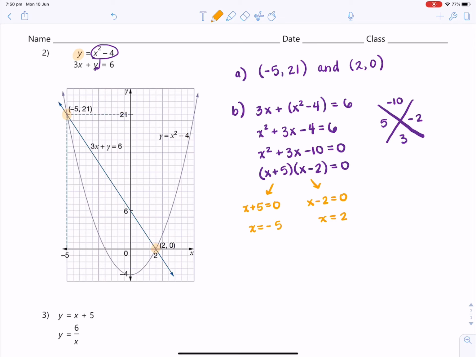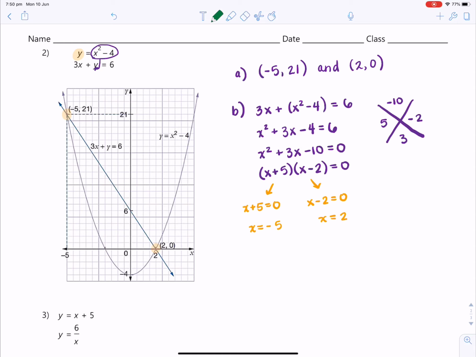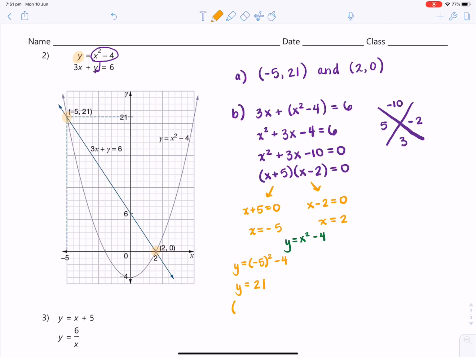Now I'm mostly done, but I remember that for a pair of simultaneous equations, I need an x and a y coordinate. So I'm going to substitute these x values back into one of my original equations. I'm going to use the first equation, but I could use either one. So when I substitute it into the first equation, I end up with y equals (-5) squared minus 4. And again, I'm sure to put that -5 in brackets. And this comes out to y equals 25 minus 4, which is 21. So the first solution is (-5, 21).